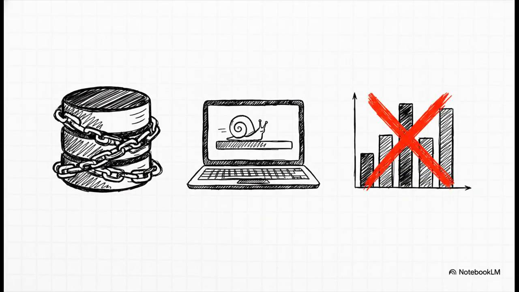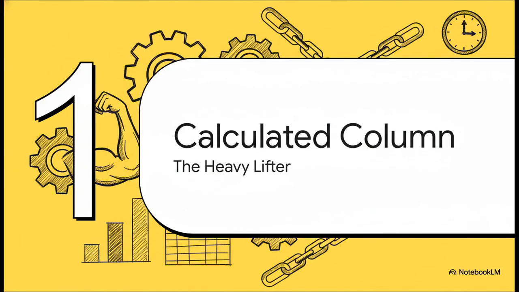And here's why it's so important to get this right. Picking the wrong one can seriously bloat your file size, slow your report down to a crawl, and heck, it can even give you the wrong numbers. But don't you worry. By the end of this, you'll have a crystal clear way to make the right call every single time. Okay, first up in the ring, let's meet our first contender, the calculated column.